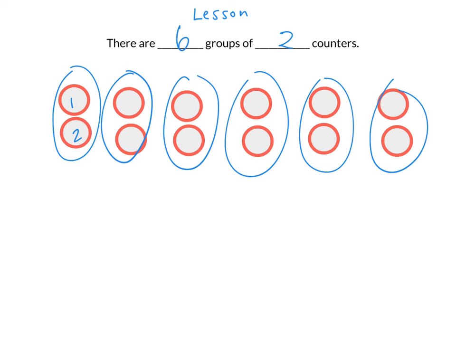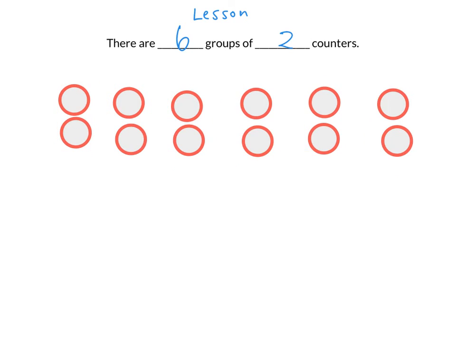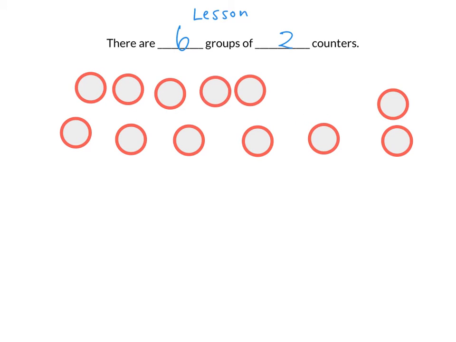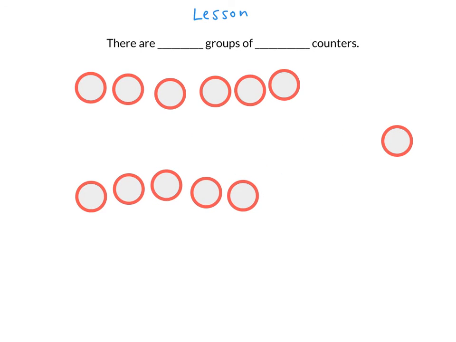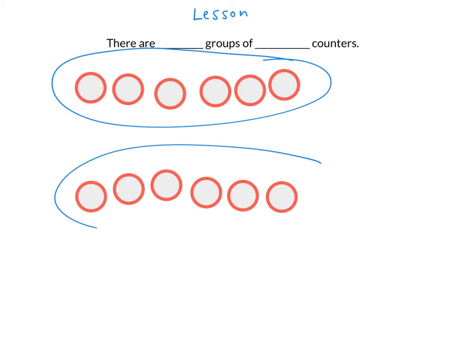Okay. What if I wanted to rearrange that? I could instead put 6 in one group. Oops. Sorry. And 6 in another group. And so now I have 2 groups, 1, 2, and in there is 1, 2, 3, 4, 5, 6 counters. So 2 groups of 6 counters, okay?